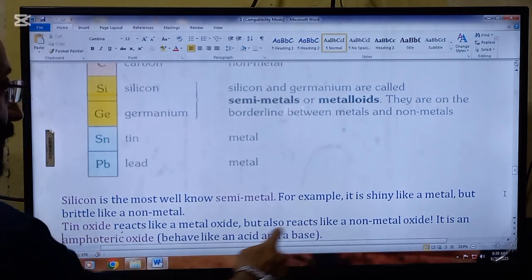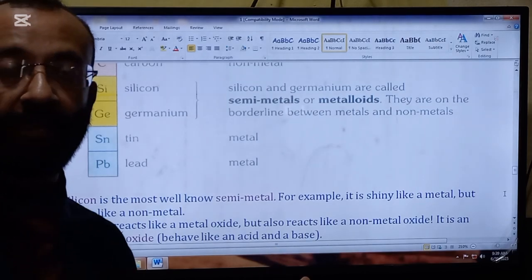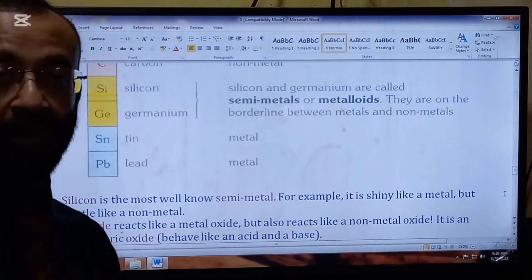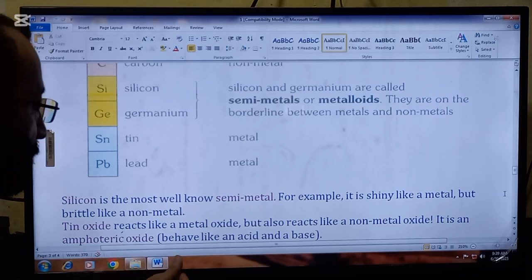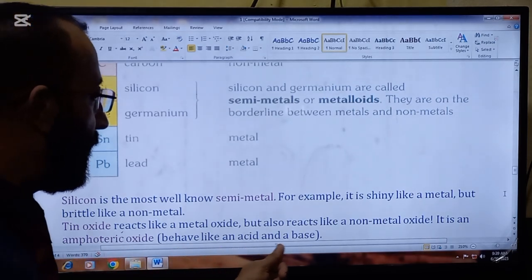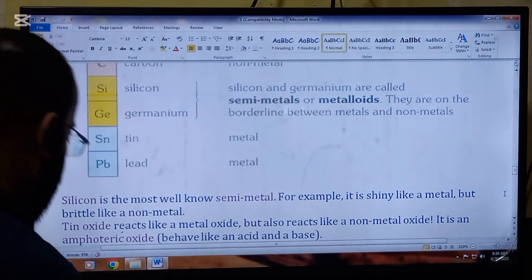So this is another very important example. Normally an example of amphoteric oxides is required from you. Amphoteric oxides are the oxides which behave like an acid and a base. And tin oxide is the example.